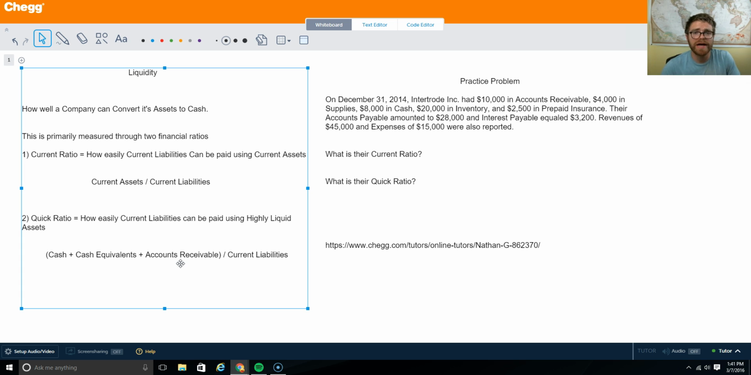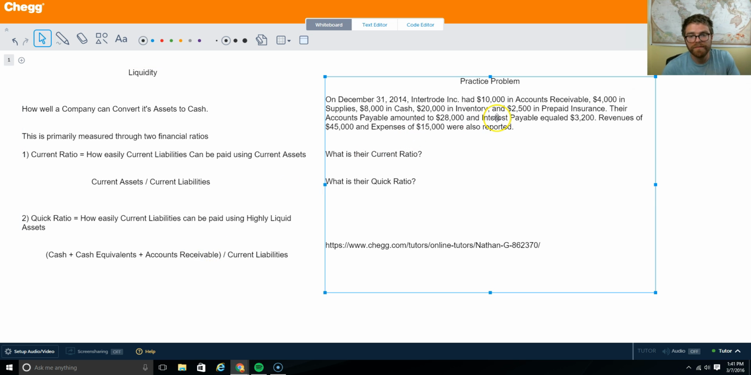Now let's go ahead and take a look at a practice problem, and you can see exactly how it works. So over here, on December 31st, 2014, Intertrode Incorporated had 10 grand in accounts receivable, 4 grand in supplies, 8 grand in cash, 20 grand in inventory, and 2,500 in prepaid insurance. Their accounts payable amounted to 28 grand. Interest payable was 3,200, and they also had revenues of 45,000 and expenses of 15 grand.